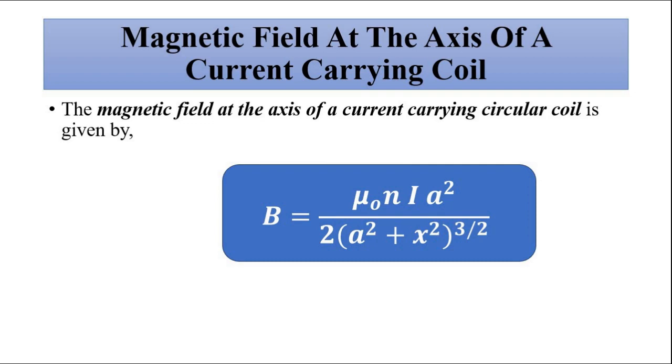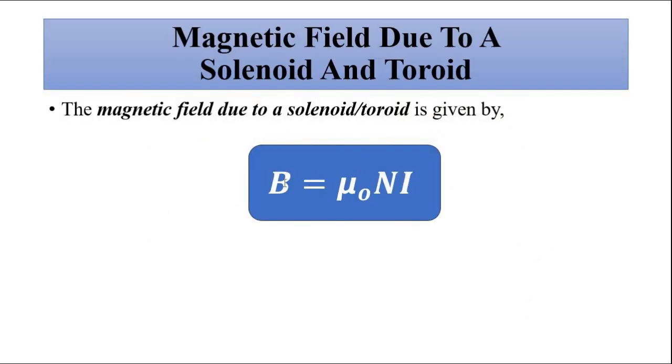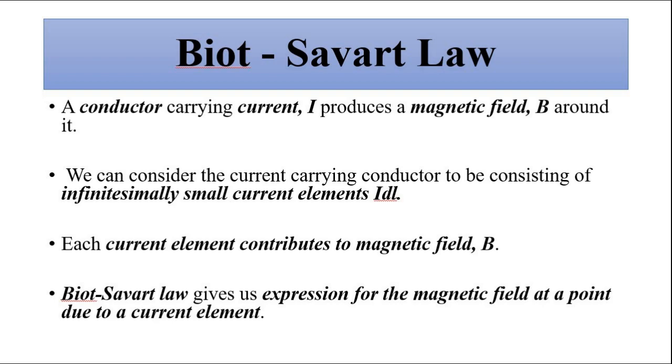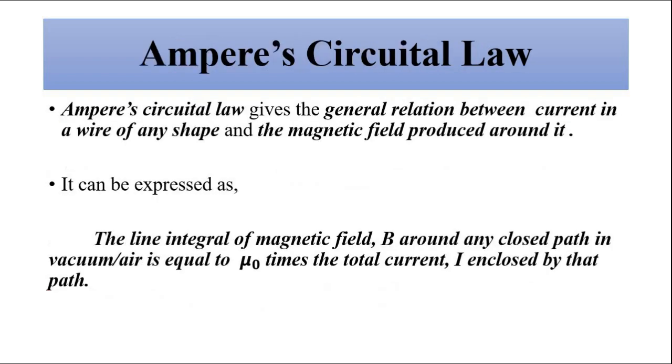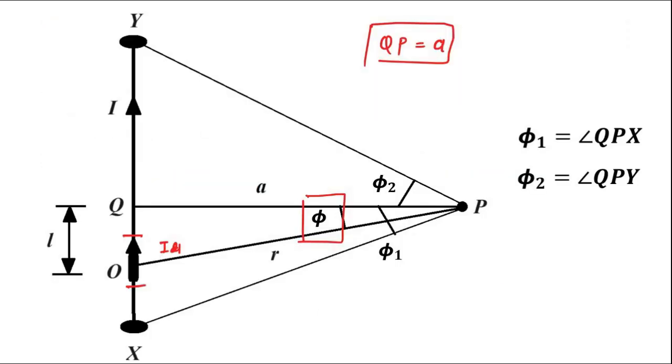Next is magnetic flux density due to a solenoid and toroid. Let's say we have a solenoid or toroid, both consisting of n turns carrying a current I. The magnetic field due to the solenoid and toroid is given by B is equal to mu 0 N I. So these are some of the basic concepts related to magnetic field due to conductors, starting with Biot-Savart law. Then we discussed Ampere's circuital law, and then the magnetic field due to different types of conductors.